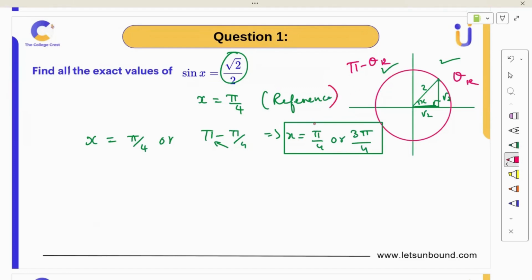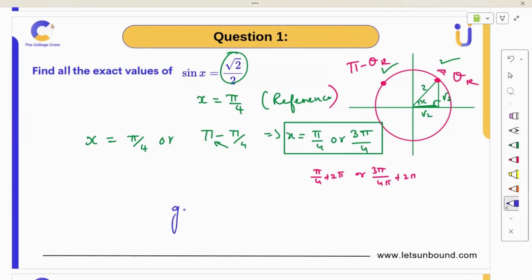But it's not all the values. What if I do a second rotation? I will be placed here, but it will not be pi by 4 and 3 pi by 4. It will be after a 2 pi revolution. So it will be pi by 4 plus 2 pi or 3 pi by 4 plus 2 pi. After one rotation, I'm getting the same value. So you can do as many rotations as you want, either clockwise or anti-clockwise.